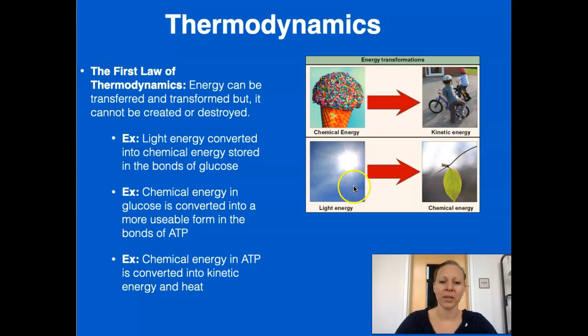It's converted. Another example is this light energy from the sun is going to be converted into chemical energy by the chloroplasts in this leaf in the process of photosynthesis. So that light energy is going to be converted into chemical energy stored in the bonds of glucose.